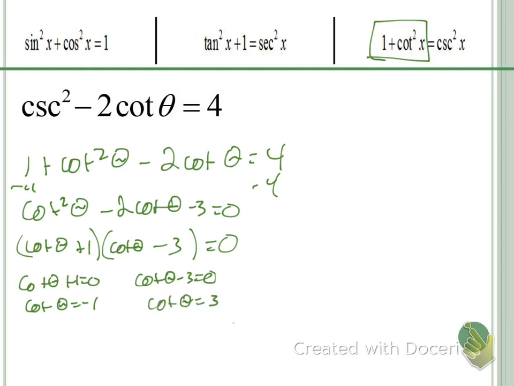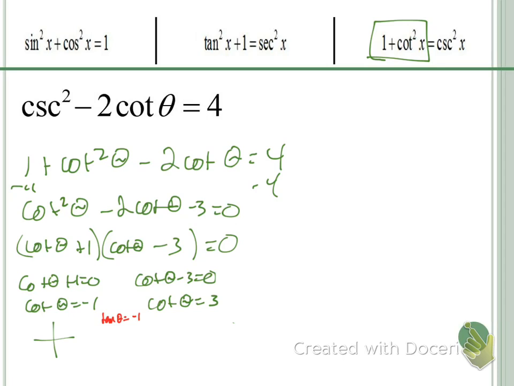Now, cotangent theta being negative 1 is actually a unit circle value. So we can do a quick analysis. If I need cotangent to be negative 1, then that's the same thing as saying I need tangent to be negative 1, right? Why is that? Because remember, cotangent is just the reciprocal of tangent. So if I flip over the value for cotangent, I get the value of tangent. Well, if you flip negative 1 over, you still get negative 1.